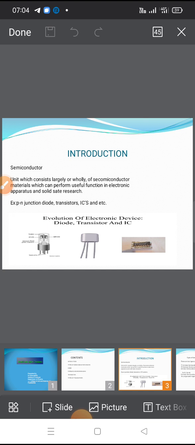Introduction, semiconductors. In material science, based on electrical conductivity, materials can be divided into three types. They are conductors, insulators and semiconductors. Generally, all metals act as good conductors because metals have plenty of free electrons, and these electrons can move easily from one atom to another. So it is called a conductor.